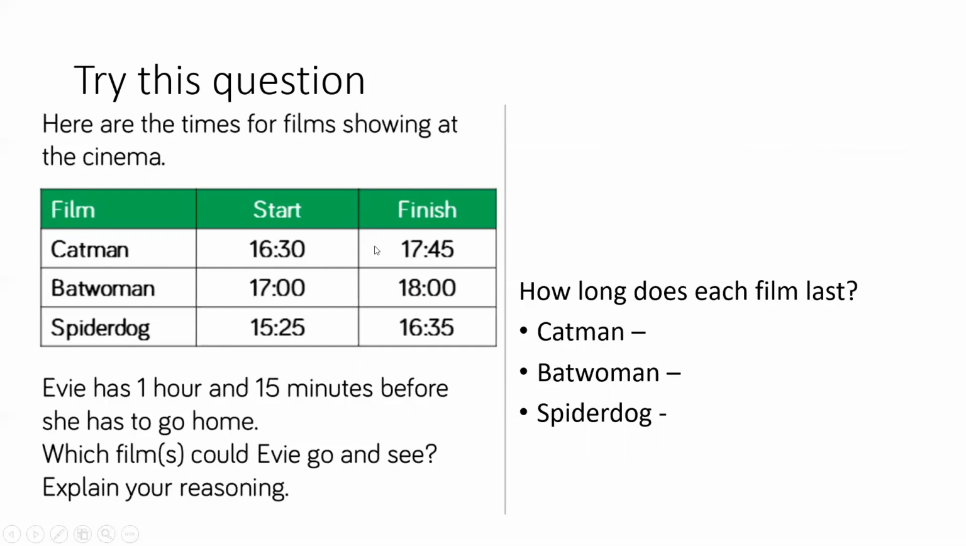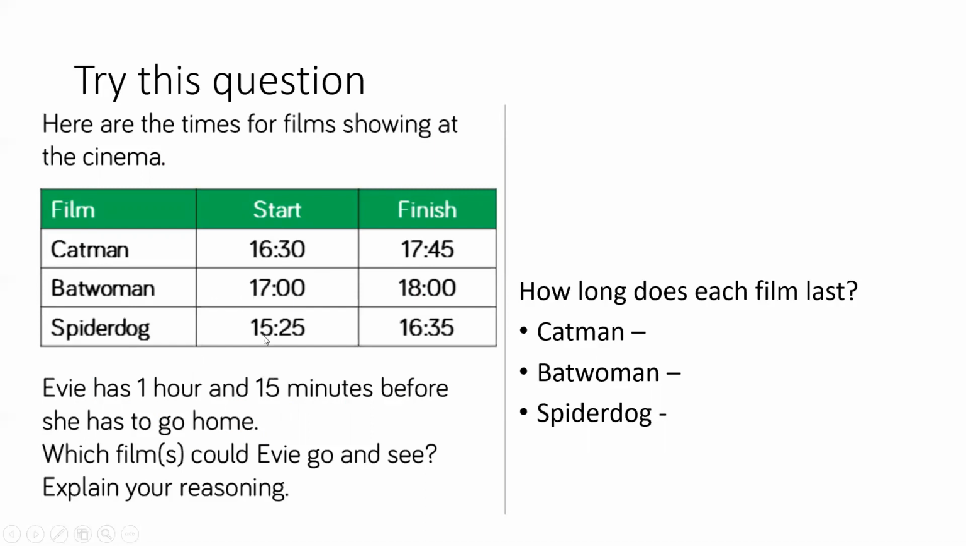And now if I go from 17:30, so that's half past, to 17:45, which is 1:45, we know that's 1/4 of an hour, 15 minutes. So Catman is going to last for 1 hour, 15 minutes. Batwoman's quite a nice one to look at. From 1700 to 1800, that is a jump of 1 hour, 60 minutes.